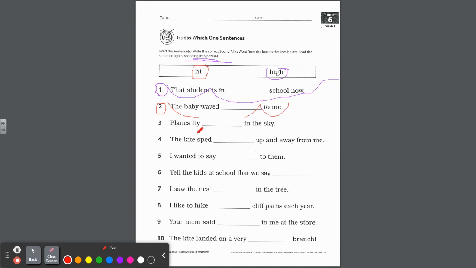Number 3, planes fly high in the sky. Correct. H-I-G-H, high. Planes fly high in the sky. Number 4, the kite sped high up and away from me. High up. Yep, it's going up. It's high in the air. H-I-G-H. The kite sped high up and away from me.